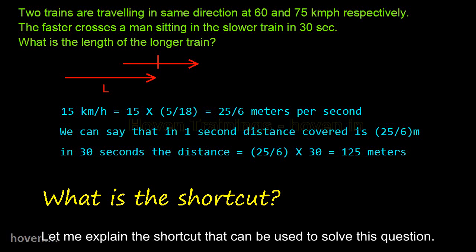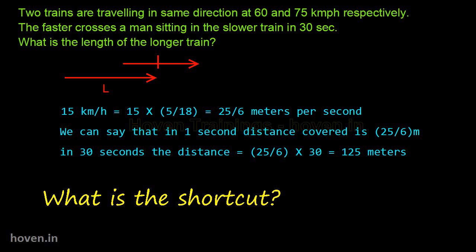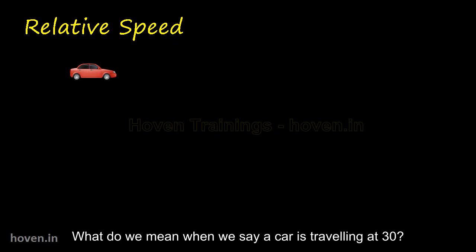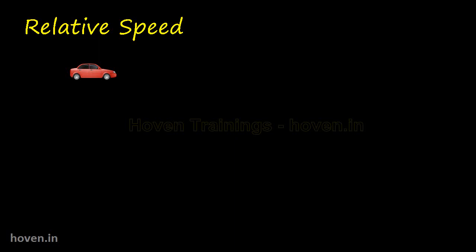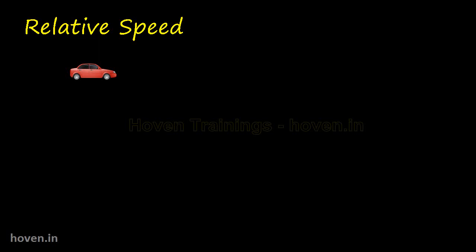Let me explain the shortcut that can be used to solve this question. First of all, you need to know about relative speed. What do we mean when we say a car is traveling at 30? The 30 is the relative speed with respect to the ground, or earth.